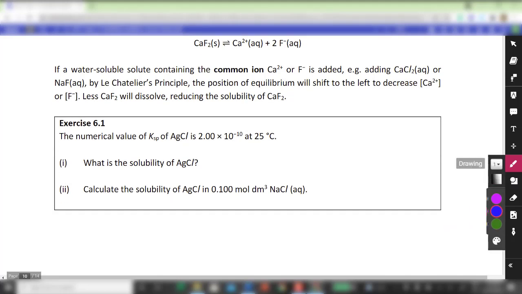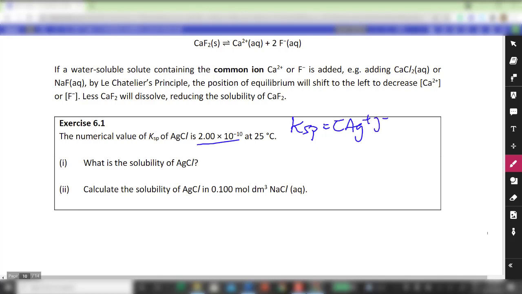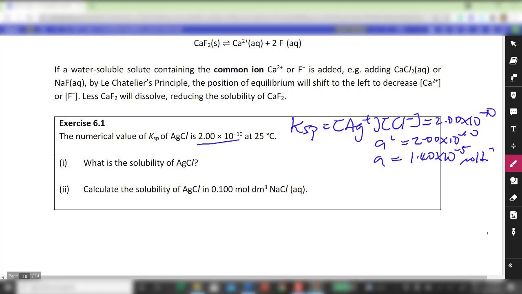So you are given the Ksp of silver chloride to be 2.0 times 10 to the power minus 10. So again, let us try to write out a Ksp expression for silver chloride. So that will be silver plus and chloride. Okay, so I will equate this to 2.00 times 10 to the power minus 10. So in pure water, if a amount dissolves, in this case I'm going to get a squared equals 2.00 times 10 to the power minus 10. So the solubility of silver chloride will then be 1.40 times 10 to the power minus 5 moles per dm cube. Yeah, so this is the solubility of silver chloride.